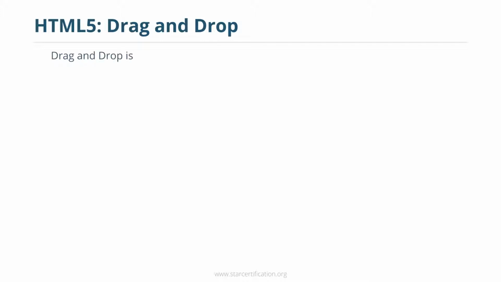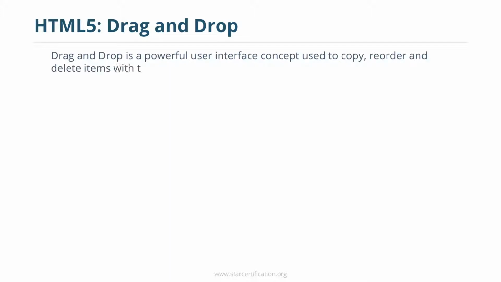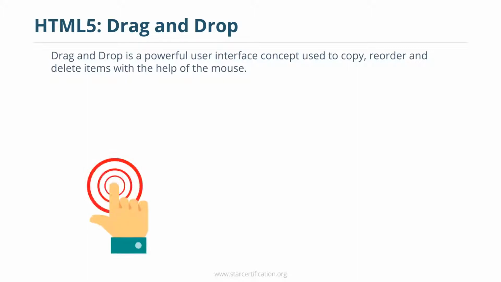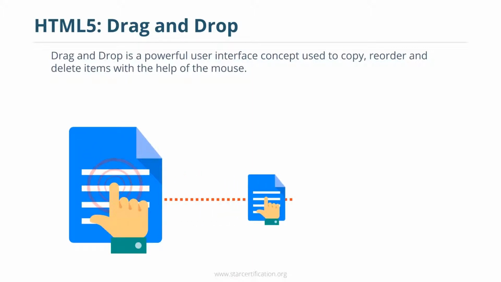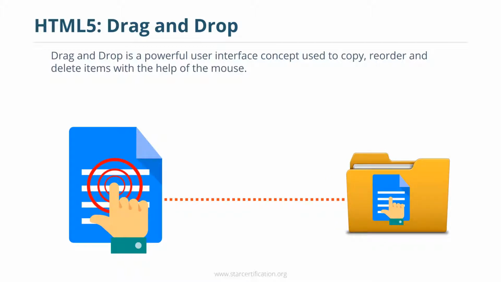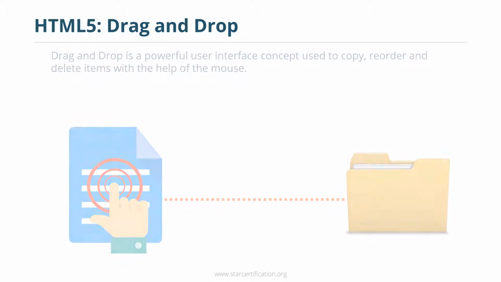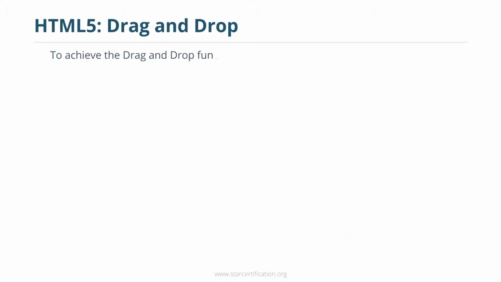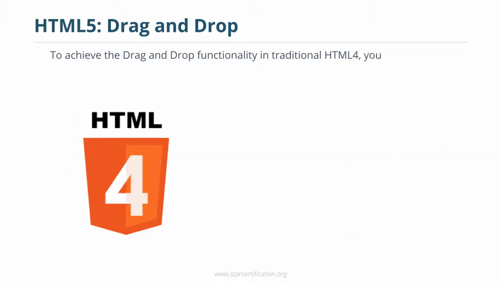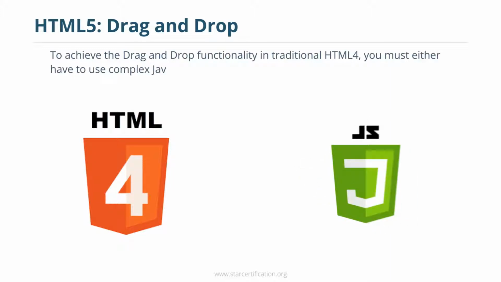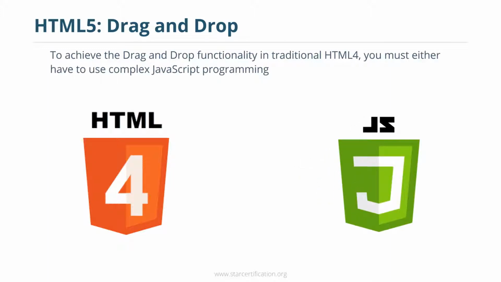Drag and drop, D&D, is a feature of HTML5. It is a powerful user interface concept which is used to copy, reorder and delete items with the help of the mouse. You can hold the mouse button down over an element and drag it to another location. If you want to drop the element there, just release the mouse button. To achieve the drag and drop functionality in traditional HTML4, you either have to use complex JavaScript programming or other JavaScript frameworks like jQuery, etc.